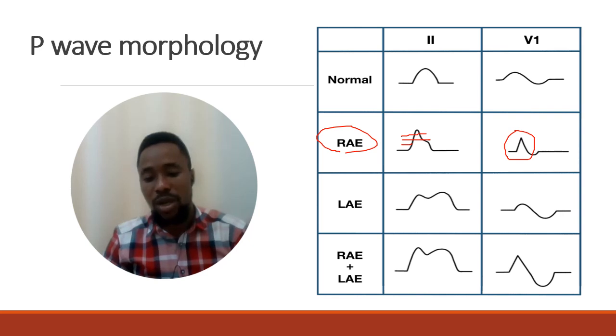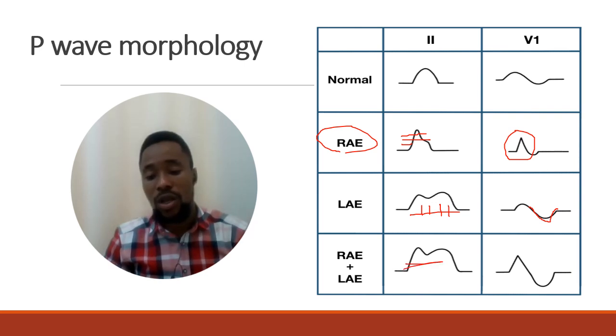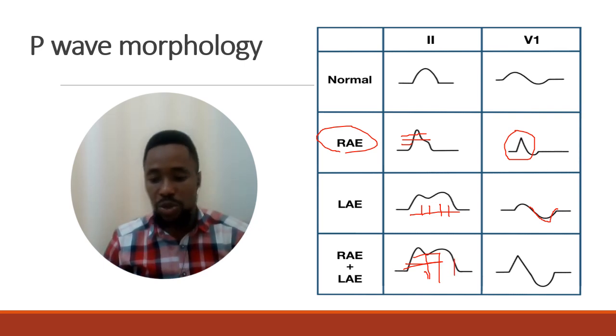Then in left atrial enlargement, if you count the small boxes here in a P wave, you can see that it is more than 2.5 small boxes. And you can see that the second part is longer than the first part. So now you can have biatrial enlargement whereby it is tall and also wide as well. So in this situation, you have it also in your V1. Thank you very much for this P wave lecture.